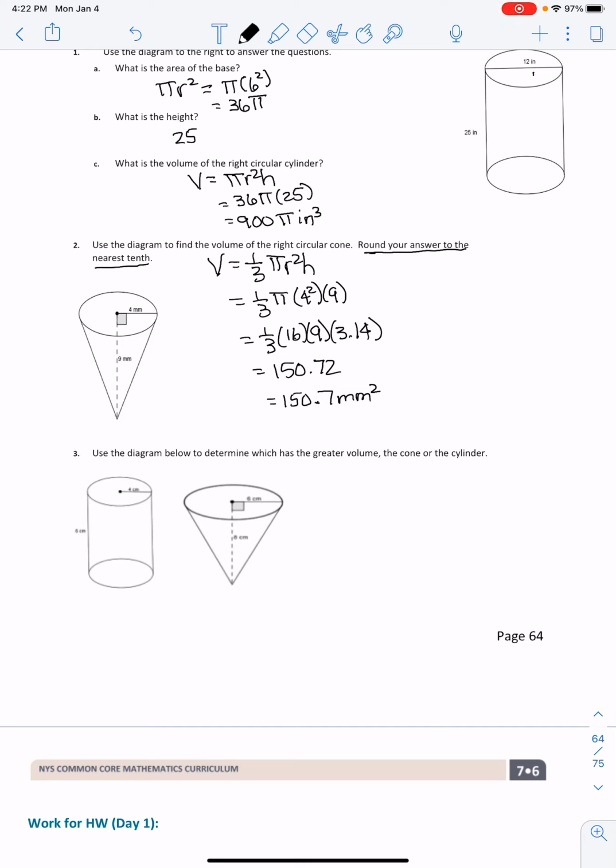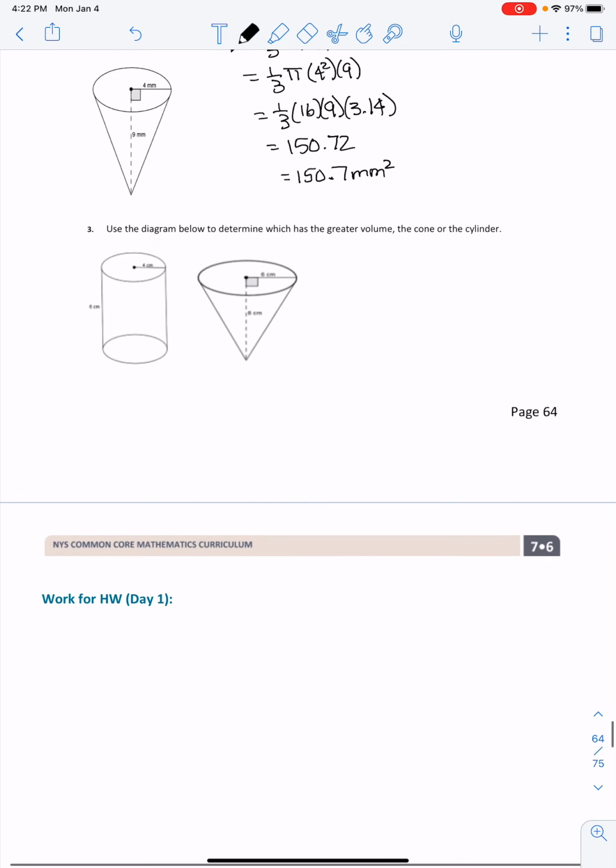Our last question, I believe, says use the diagram below to determine which has the greater volume, the cone or the cylinder. By comparing these, if I use the cylinder, we have our volume equals pi r squared h, and we have pi and 4 is the radius squared. Our height is 6. So we have 16 times 6 pi, and that's going to give us 96 pi.